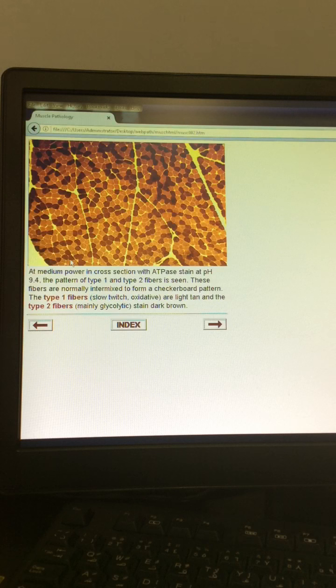Checkerboard pattern زي الشطرنج. Right. طيب, this is according to the staining. In this picture, this was stained with ATPase stain at pH of 9.4. So you have light color and dark color. The light color are type 1 and the dark color are type 2.